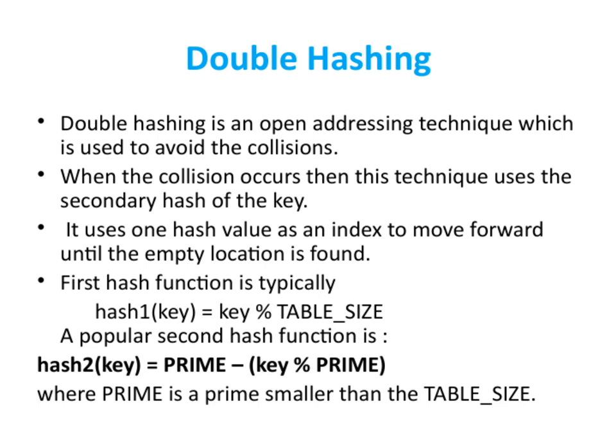Now, for the second hash function, we typically use something like hash2(key) = prime minus (key mod prime). The prime number is chosen to be smaller than the table size to ensure good coverage and to prevent patterns that could cause repeated collisions.